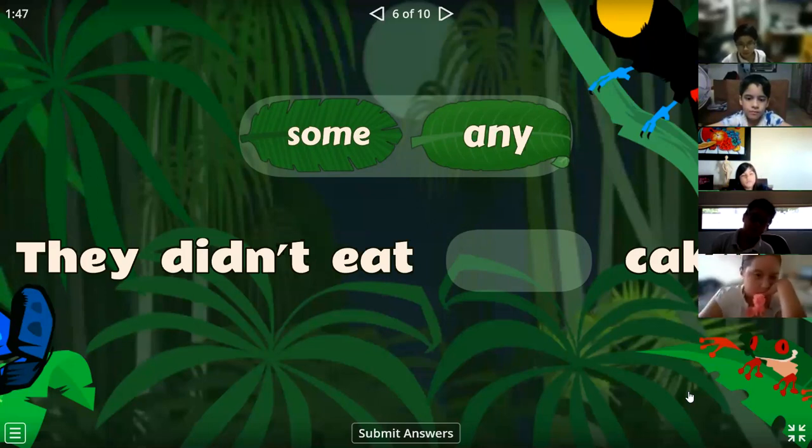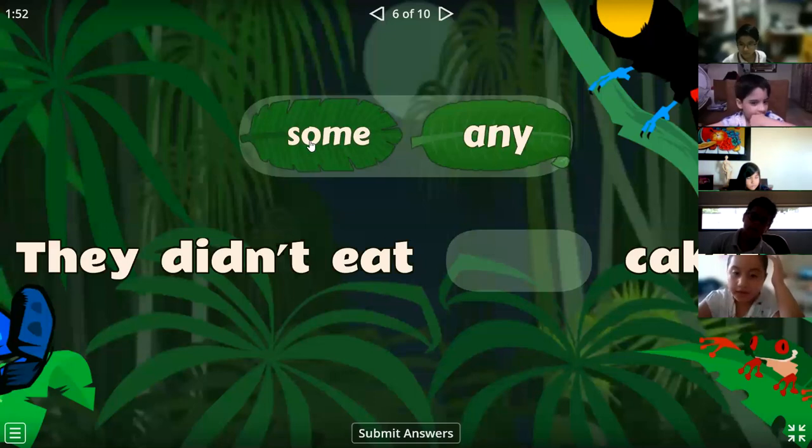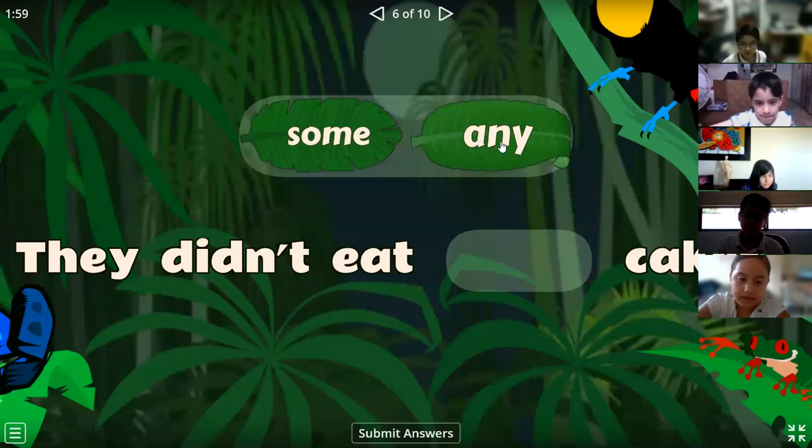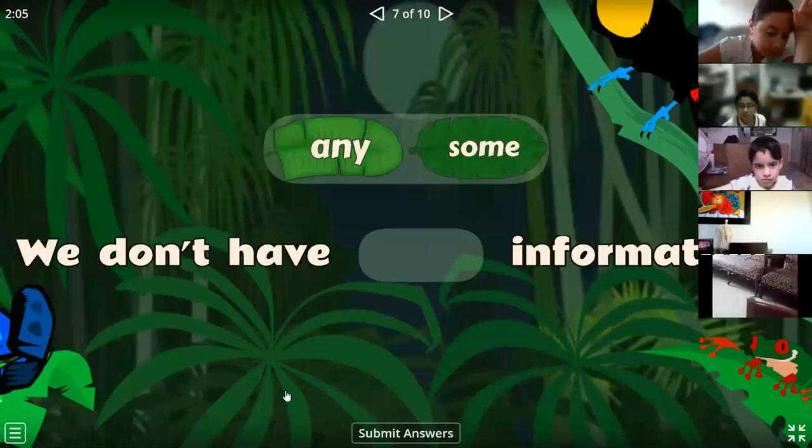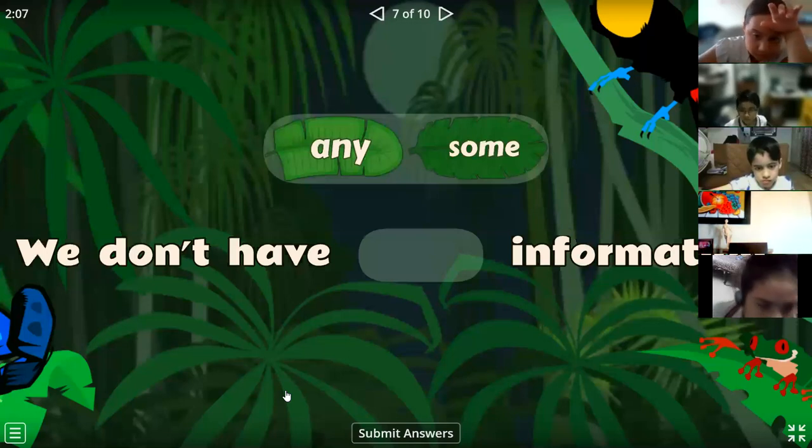Can you help me? Another student, maybe Emma. They didn't eat. Which is the answer? Emma, please. What is the answer? They didn't eat some or any. What is the answer? Some. Are you sure? Didn't means that is negative. Any. Any, right. Remember that in negative form we use any. Con oraciones negativas, y aquí está indicando que es una negación, porque aquí tiene el not. Entonces, con oraciones negativas, utilizamos el any. We have to use any in negative form.